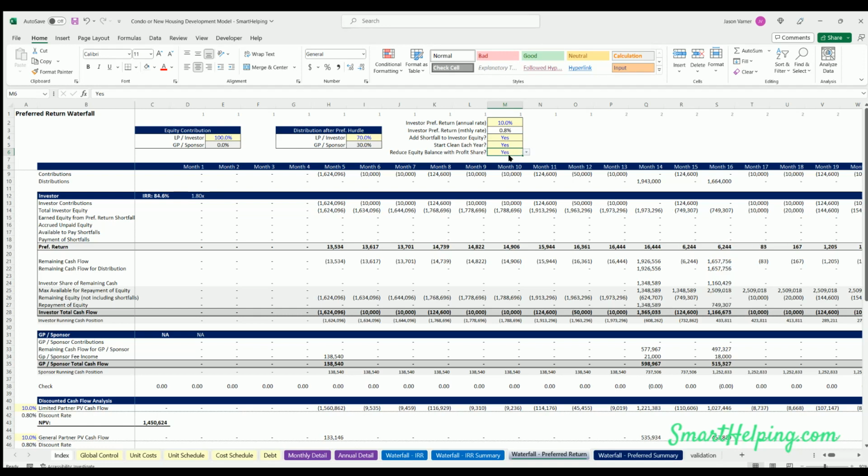Let's put this back to yes. Okay, so which one affects it? I can't remember. So this is not a huge difference. I think starting clean each year, it's a little bit, 87 versus 84. This is probably the biggest factor. Now it'll depend on the timing, the actual total IRR, on how much these will end up affecting the returns for the investor.